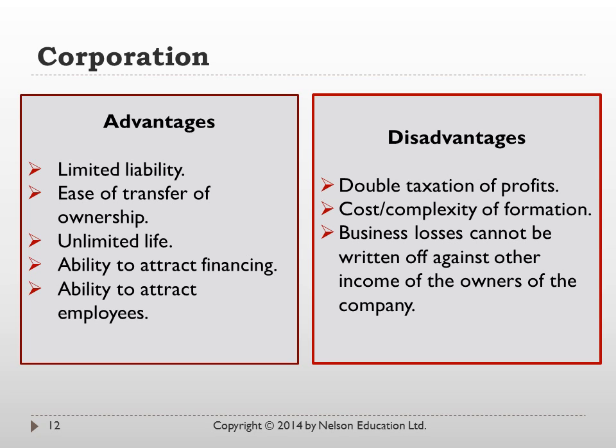One of the biggest disadvantages of corporations is the fact that there's double taxation of profits. To understand that, remember that a corporation is a separate legal entity in the eyes of the law. The business generates profits, and it pays income tax on those profits at corporate income tax rates, which often are higher than personal income tax rates. So the profits are taxed in the hands of the corporation.